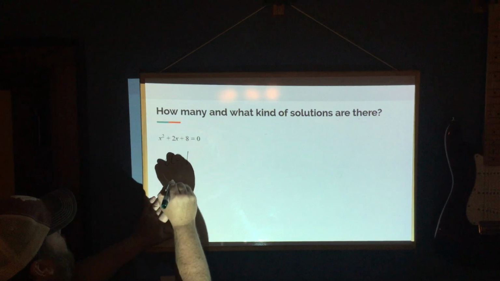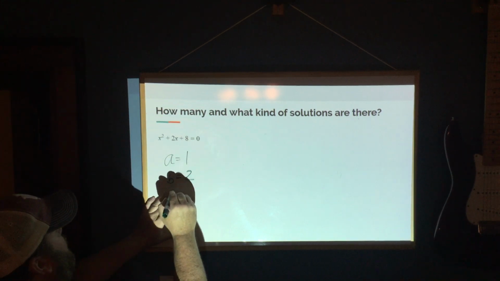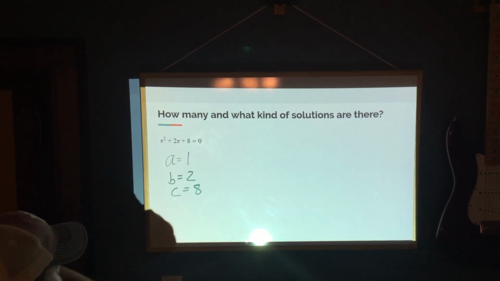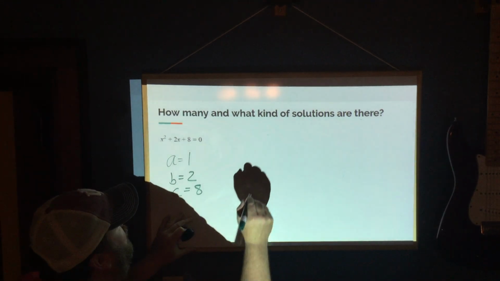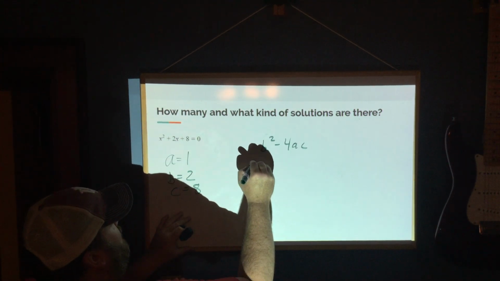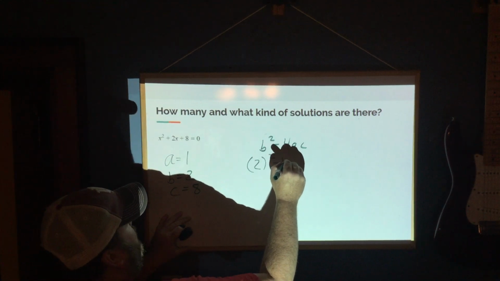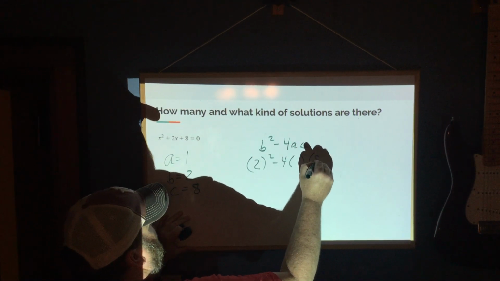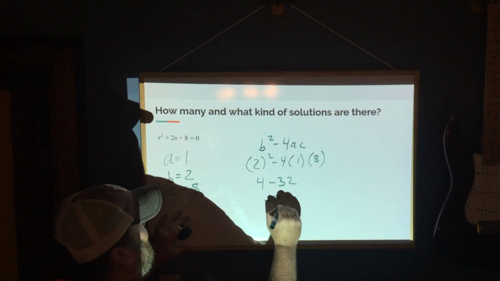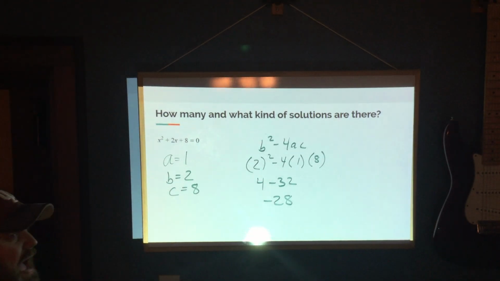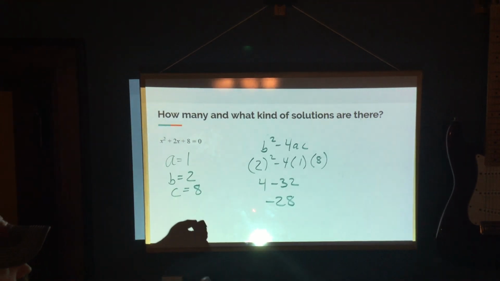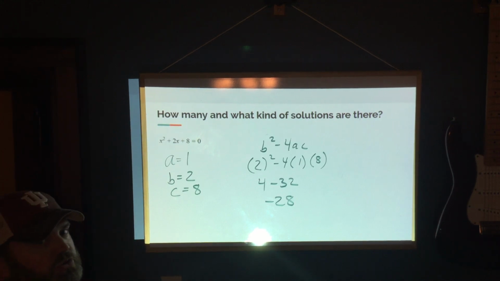Here, A is 1, B is 2, and C is 8. So B squared minus 4AC is 2 squared minus 4 times 1 times 8. It's going to be 4 minus 32, that's negative 28. If you go back and look at that chart, it says if the discriminant is less than 0, which in this case it is, it means there's no solution.